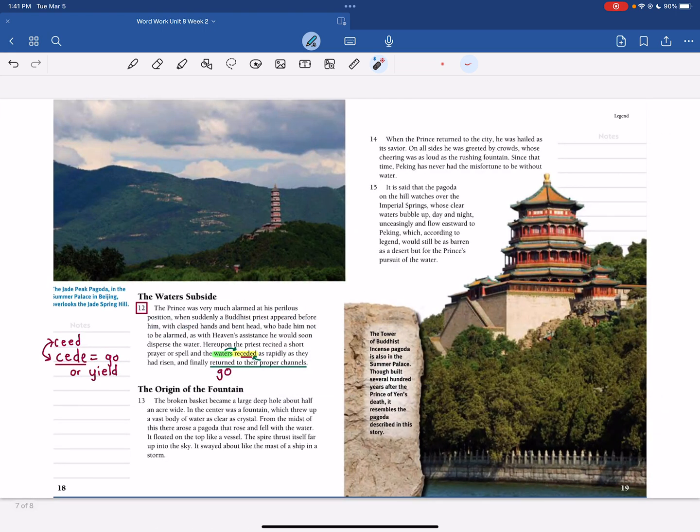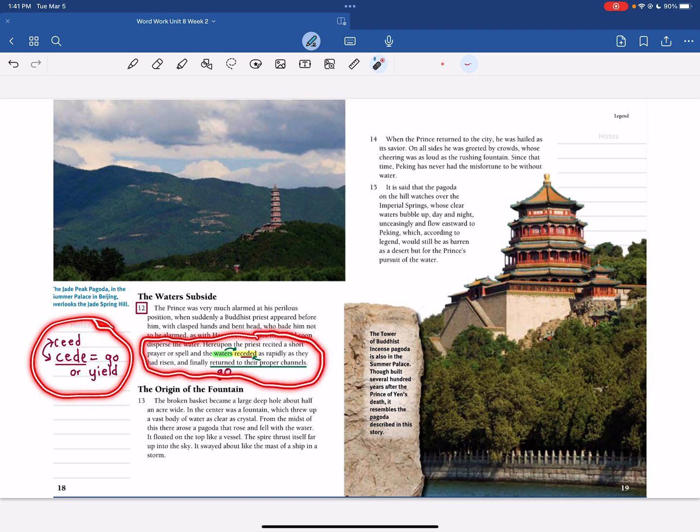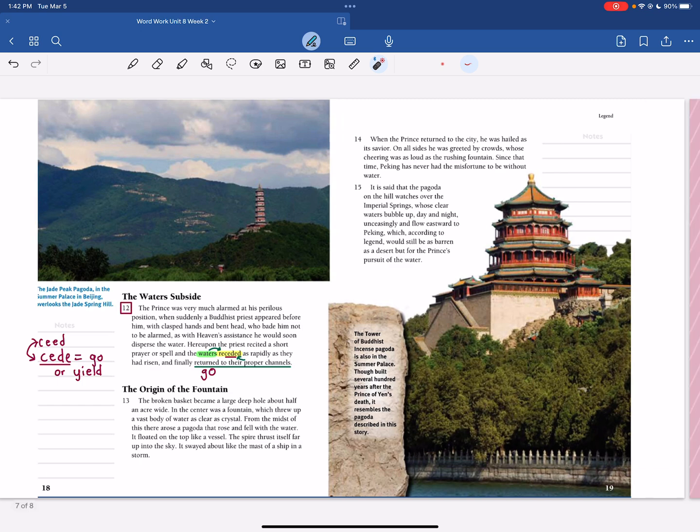And on the very last page of the story, we talked about how the root word seed and some fantastic clues from the context of the sentence helped us to understand that receded meant to sort of go back in some way. Now, I want you to practice these skills on your own.